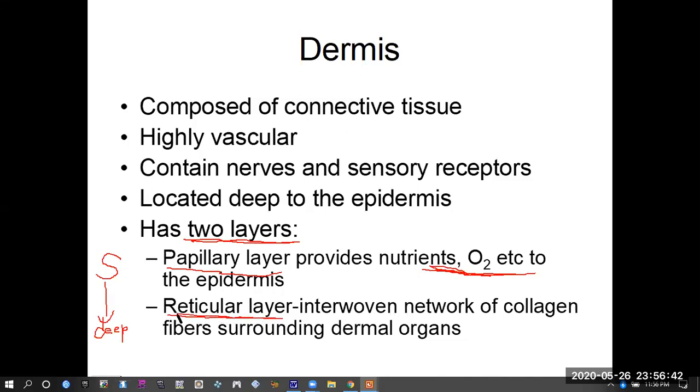And again, being composed of connective tissue, we have this description of dense, irregular connective tissue that's surrounding the majority of the organs of the skin. So most of the organs of the skin are found in the reticular layer specifically. And then we'll expand upon these two.